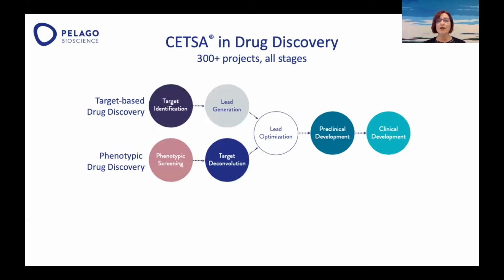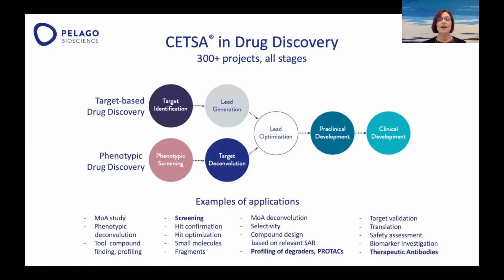CETSA can be used all across the drug discovery pipeline. So far, we have more than 300 projects, at all stages at Pelago and also with our clients. It's all from target-based drug discovery to lead generation, lead optimization, into pre-clinical and even clinical development. In the beginning, we ran few compounds, but now we also have methods for hit confirmation, screening, and mass spec applications for target deconvolution and other applications, mode of action studies, and biomarker investigation. Today we will be focusing more on our primary screening and profiling of degraders, and also on how CETSA has been used on therapeutic antibodies.